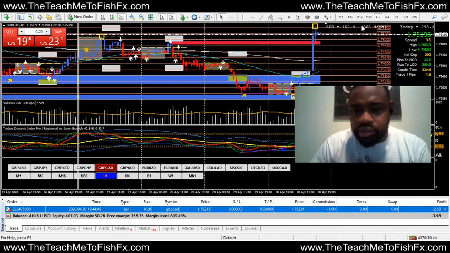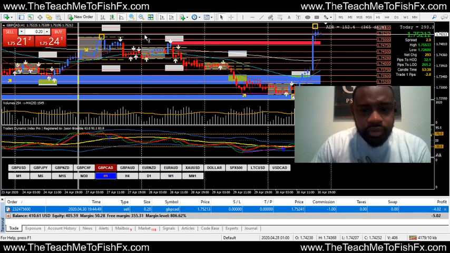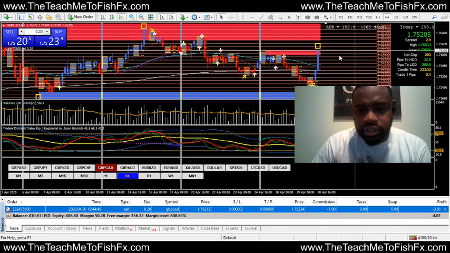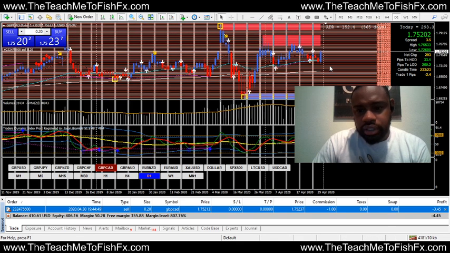If we take a look at the 1 hour, it had been going down, it pulled up. Let's take a look at the 4 hour. Yeah, downtrend on the 4 hour, had been going down. Looks like it's a little bit of a pullback on the 4 hour. Let's take a look at the daily. Daily, it is actually in a current uptrend.